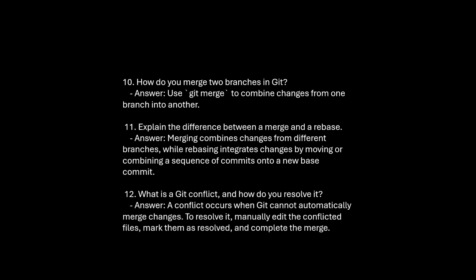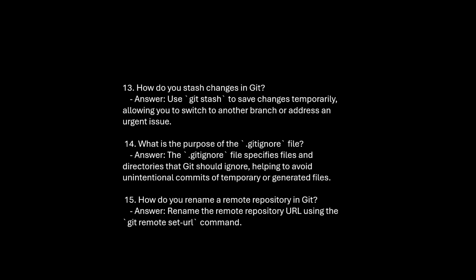Explain the difference between a merge and a rebase. Merging combines changes from different branches, while rebasing integrates changes by moving or combining a sequence of commits onto a new base commit. What is a Git conflict and how do you resolve it? A conflict occurs when Git cannot automatically merge changes. To resolve it manually, edit the conflicted files, mark them as resolved, and complete the merge.